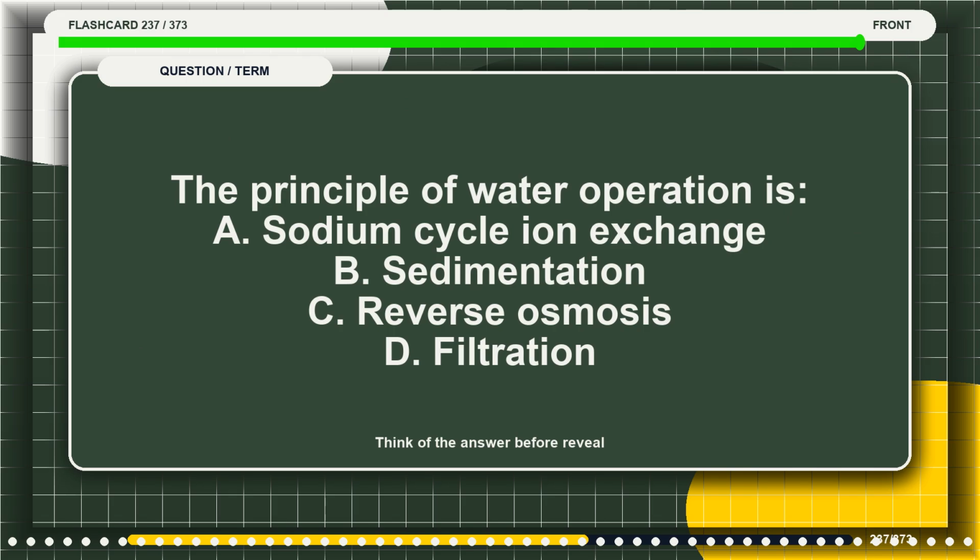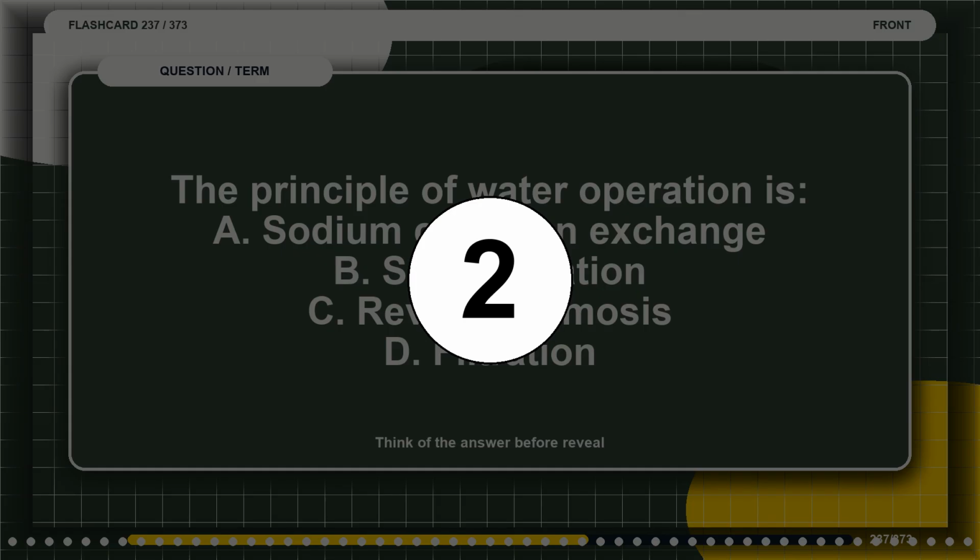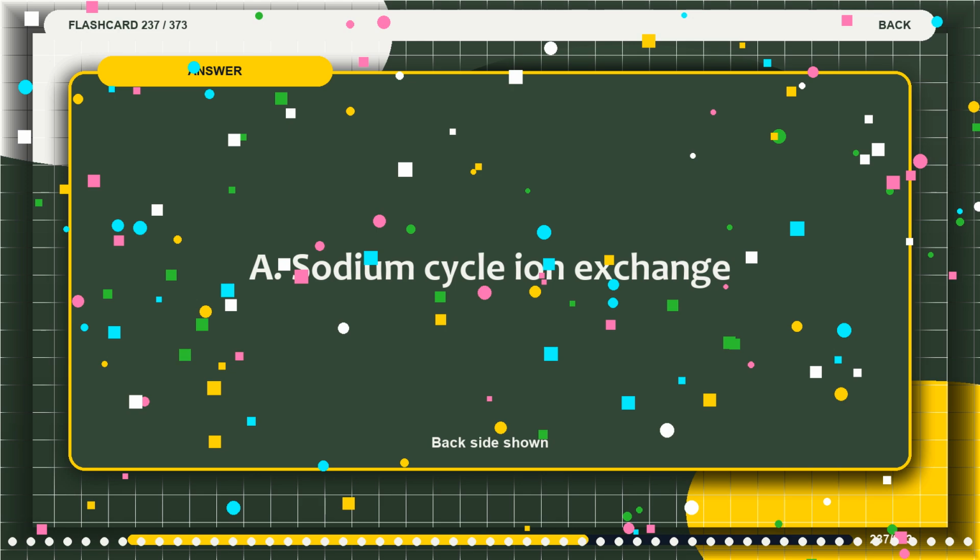Flashcard 237. The principle of water softener operation is A. Sodium cycle ion exchange. B. Sedimentation. C. Reverse osmosis. D. Filtration. Think of the answer before the reveal. The answer is A. Sodium cycle ion exchange.